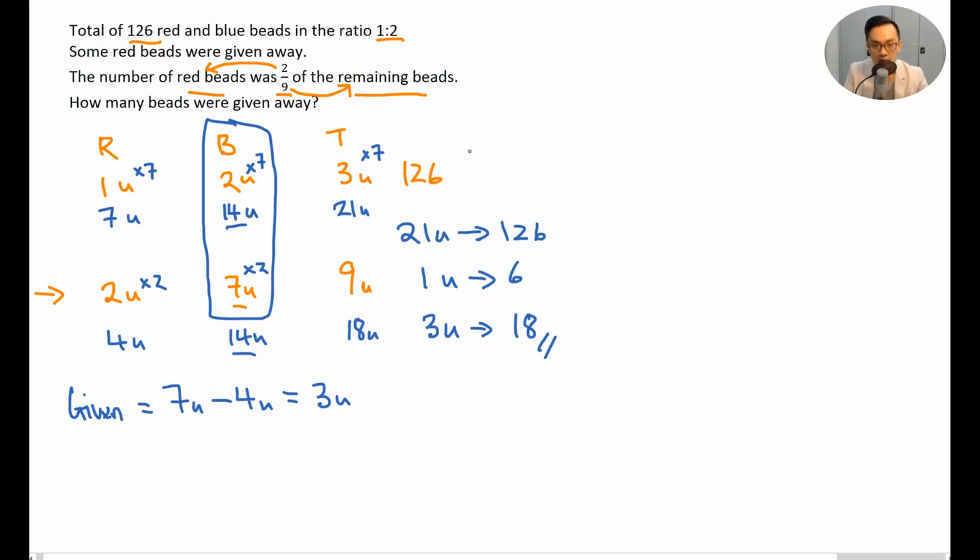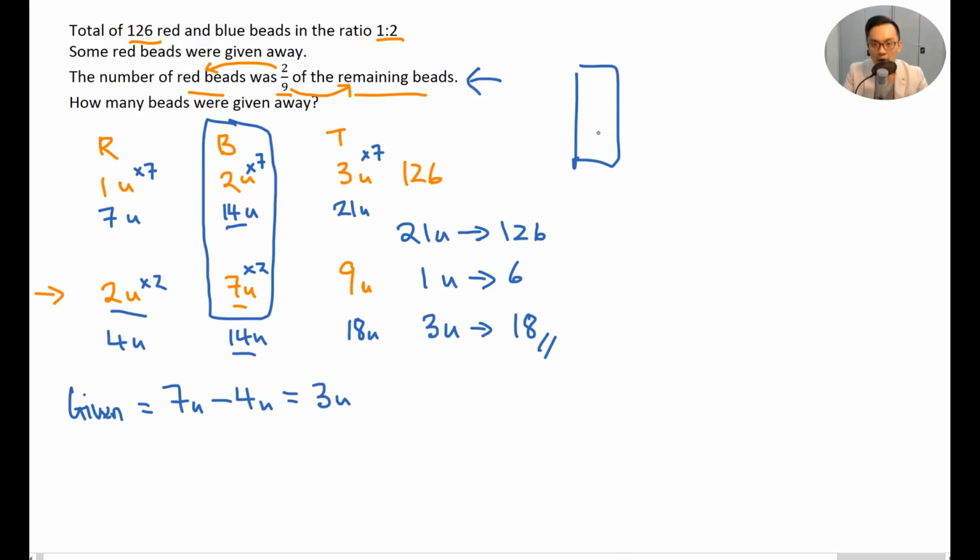So in this question, it's a little bit more complicated. I have red, blue, and total. So the constant is actually blue. You have to realize that. The other key thing is this statement. All right. So you have to understand what this statement is trying to say. So my 2 belongs to the red over here, and my 9 belongs to the remaining. Remaining means after I've given.